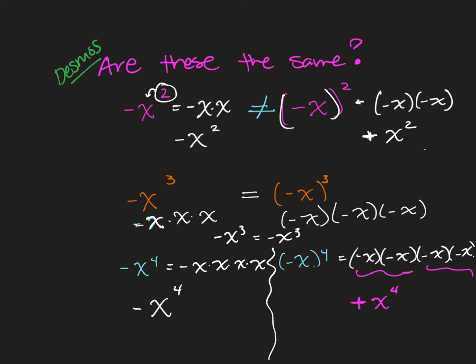And so in the end, we found that if the exponents are even, then they were going to be different, and if they were odd, they would end up being the same. The idea being that we just have to pay attention. Is this exponent with the x, or is it with the whole negative x?